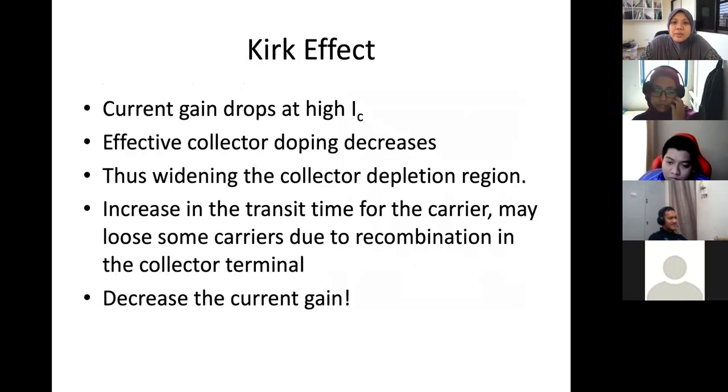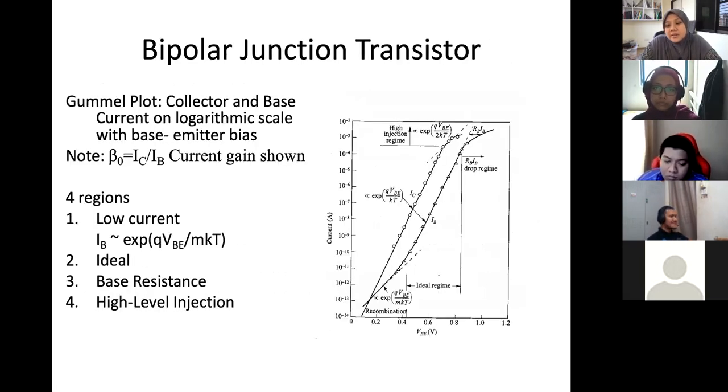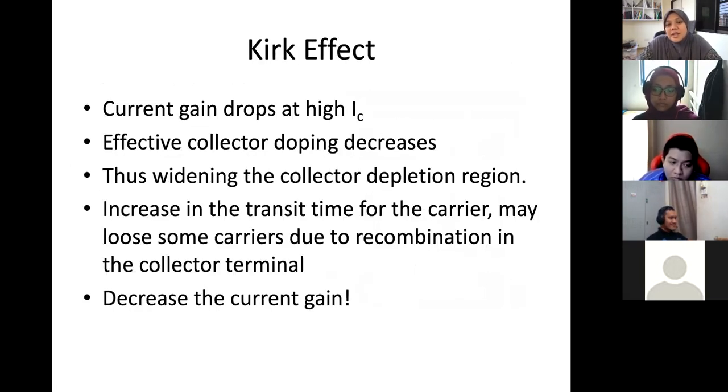Then in the end, we talk about the Kirk effect. This is the hardest one. I also struggled to understand the Kirk effect before.